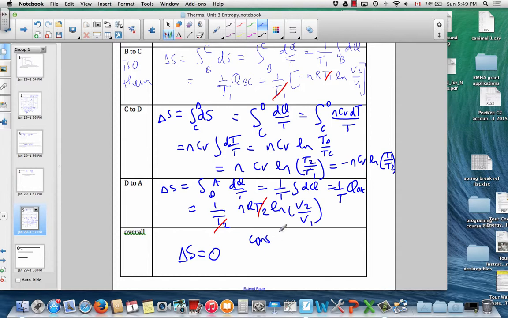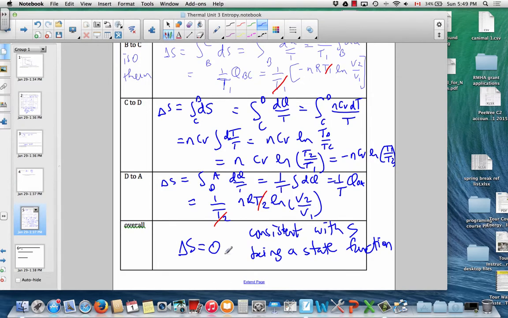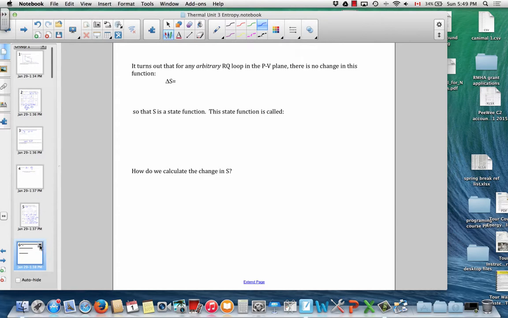Now, that is consistent with S being a state function. A state function is one that depends only on your location in the PV plane, only on the state of the system, and not on the path you took to get there. Now, that's no proof. That's only one process. But it turns out that for any loop in the PV plane, delta S is 0. So then we conclude that it actually is a state function, and it has a name.